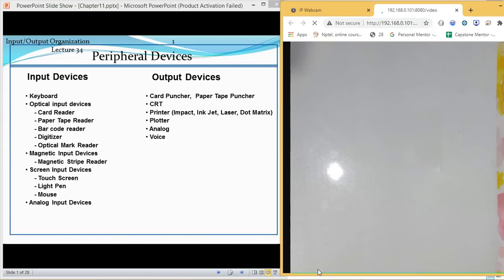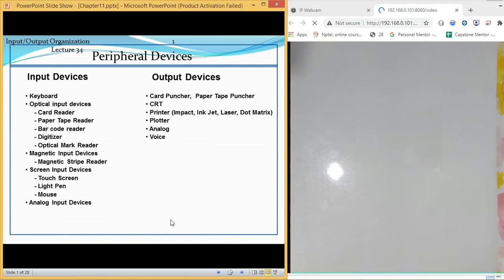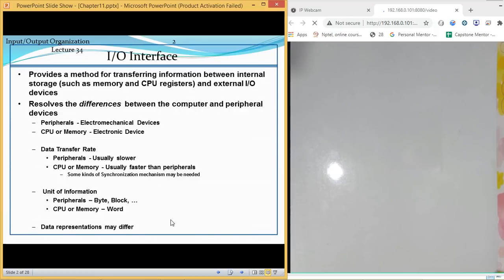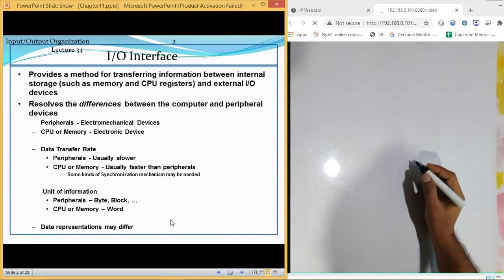After this, the next topic which we have is input output interface. Now we discussed input output in the last chapters as well. What is an input output? What is an interface? So the interface was a place where your CPU was connected to the external devices. So that was an interface.